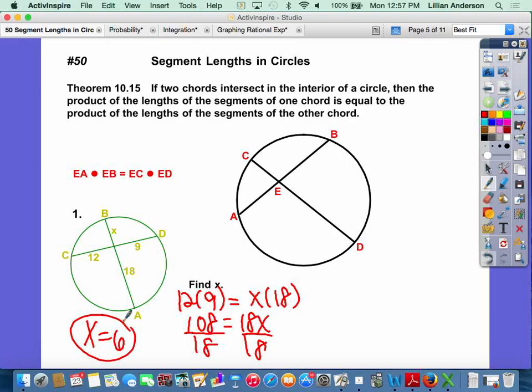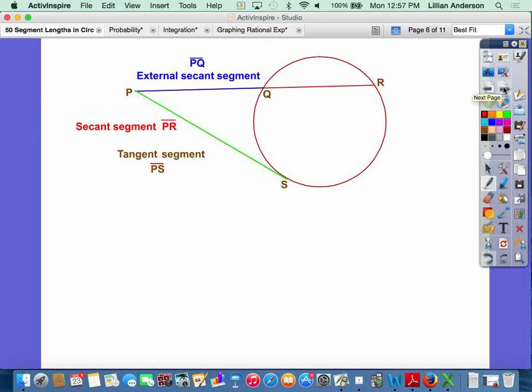Now, if you have a secant and a tangent, there are a couple of parts you need to know. This part of the secant that's on the outside of the circle is called an external secant because it's on the outside of the circle. PR is still considered our secant because it goes through the circle. And of course, a tangent, remember, it touches the circle at one point.